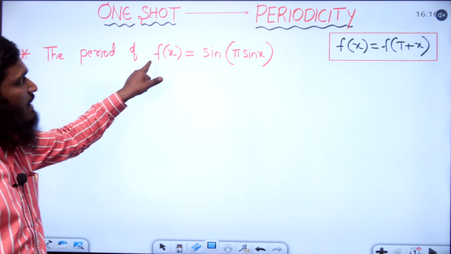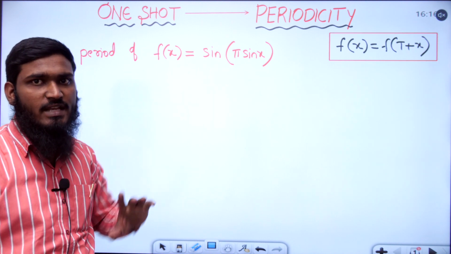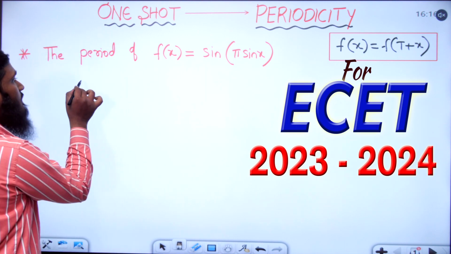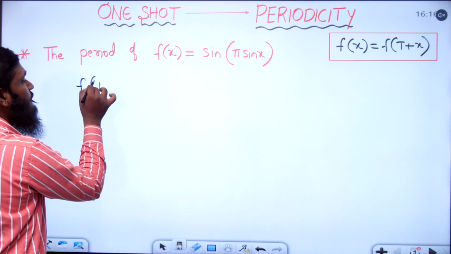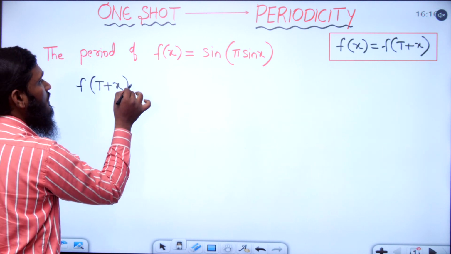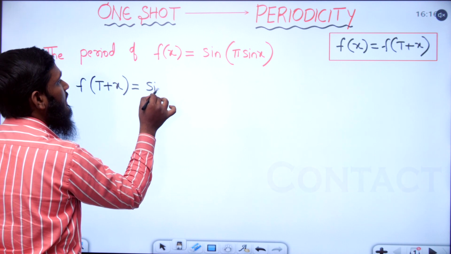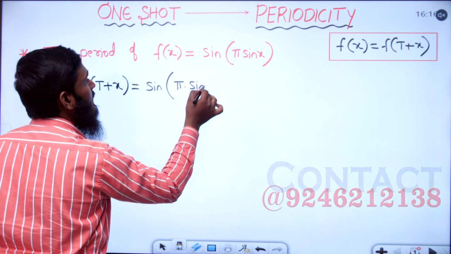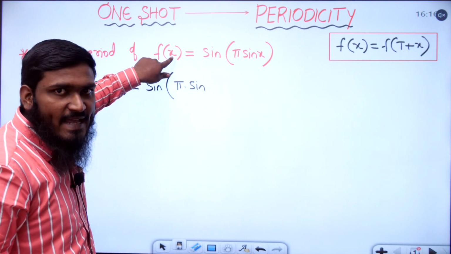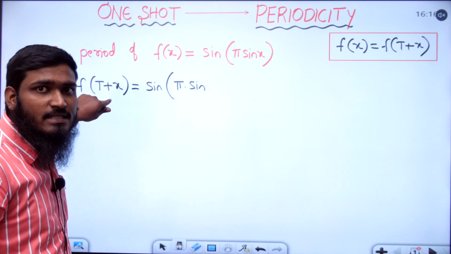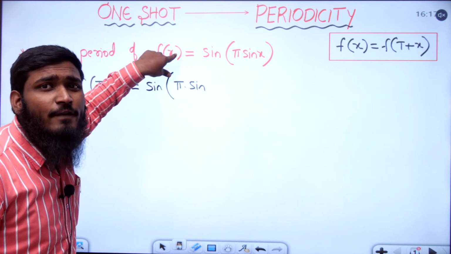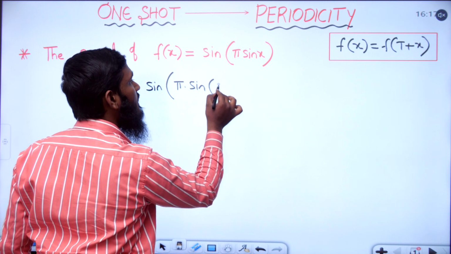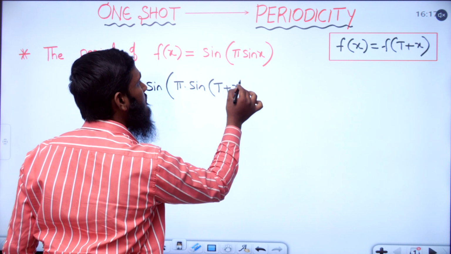As we have f of x equal to sine of pi into sine x, let us find out the f of t plus x value. So f of t plus x equals sine, taken as it is, then pi into sine, and in the place of x we write t plus x.